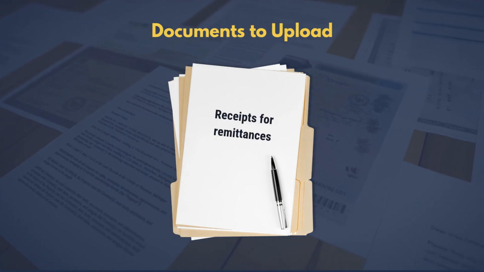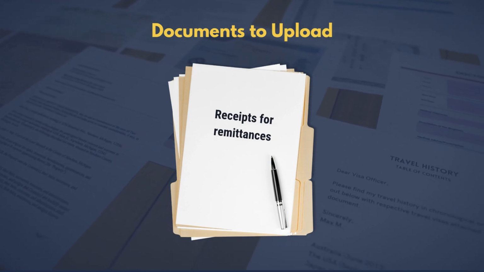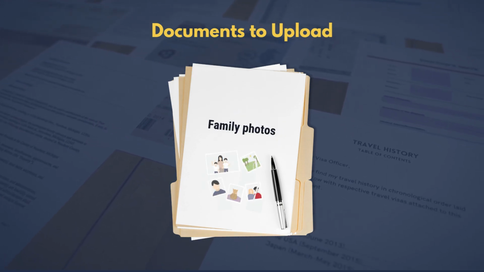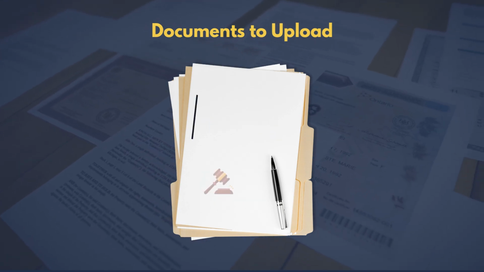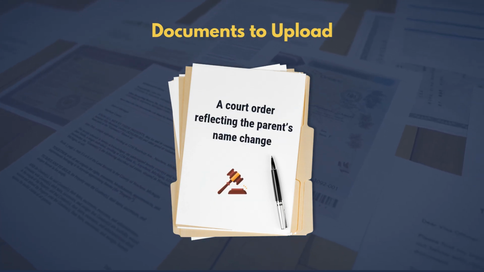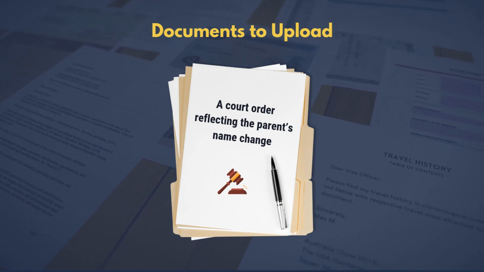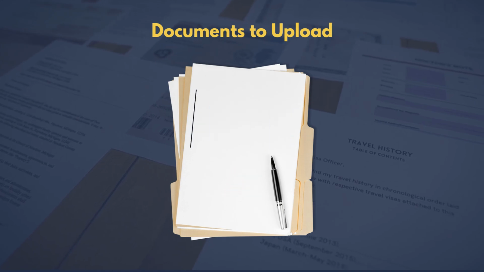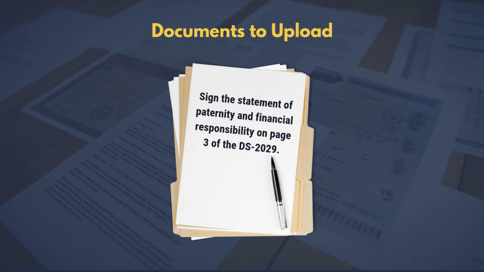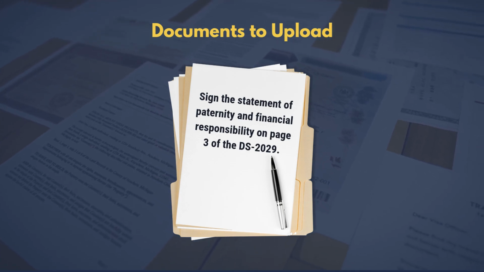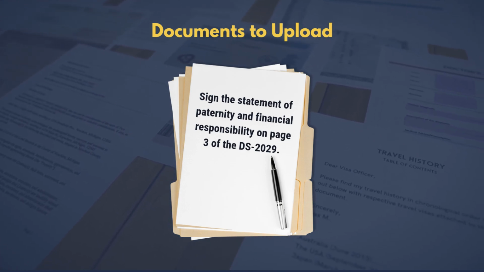receipts for remittances from the U.S. citizen to the parent living in Somalia or Kenya if the U.S. citizen lives apart from the family, family photos, including all family members taken over time, a court order reflecting the parent's name change if the name on the child's birth certificate is different than the name on the parent's identification document. If the parents are not married and the U.S. citizen father will not be at the interview, the U.S. citizen father will need to sign the Statement of Paternity and Financial Responsibility on page 3 of the DS-2029.